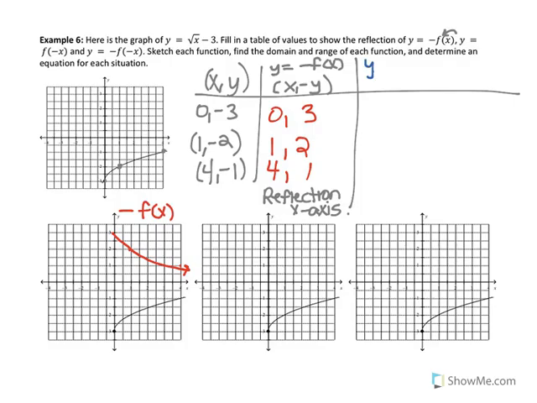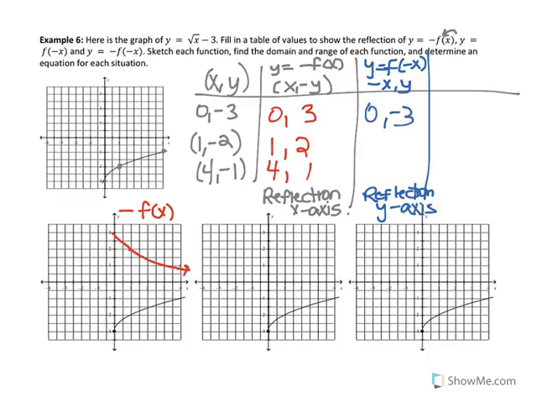Let's do y equals f of negative x. So because it's with the x, our x value is the one that is flipping, and because our x is the one that is changing, it's a reflection on the y-axis. So 0 doesn't change. Now our points are going to be at negative 1 and 2 and negative 4 and 1. So this is going to look like this. There's our graph. So this is f of negative x.